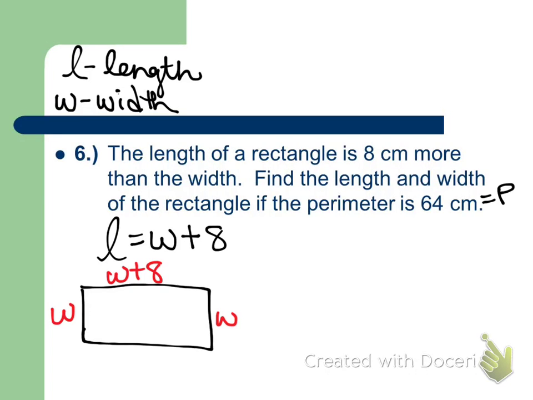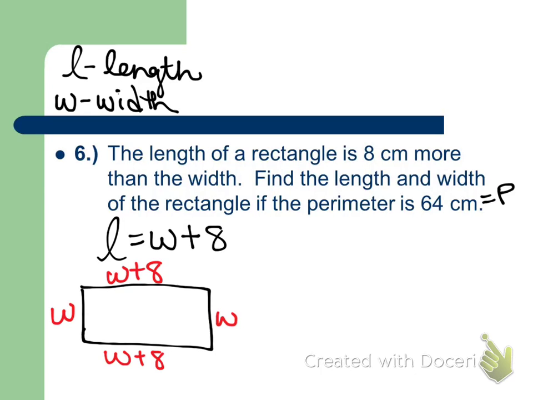All right, so to do this, we have defined our variables. L is the length, W is the width. We read that the length is 8 centimeters more than the width. That's how we got W plus 8 equals L. So we are labeling our diagram, width on the sides, length on the top and bottom, but instead of using L, we use W plus 8.